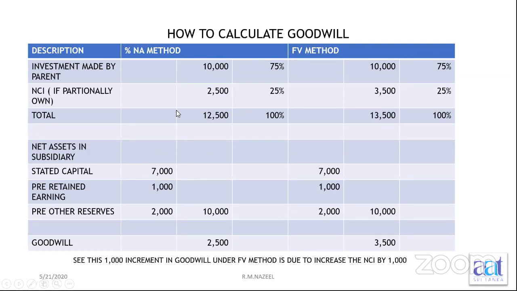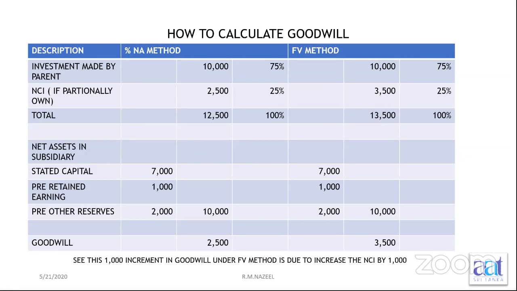So I want to make a point. See this slide very carefully. The NCI was increased by 1,000. The goodwill was increased by 1,000. So we say this is the total goodwill. So 3,500 is the total goodwill, which is attributable to both. 2,500 is the parent's. Clear? So therefore, if NCI is measured at fair value, there will be an impact on goodwill. There is an impact on the goodwill. So I hope you understood that.